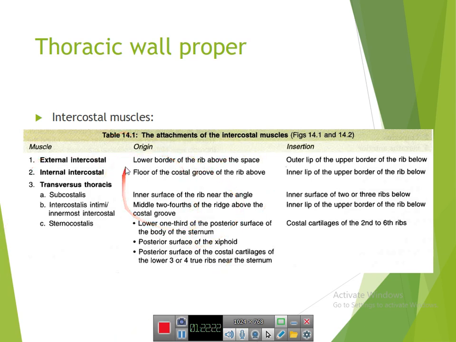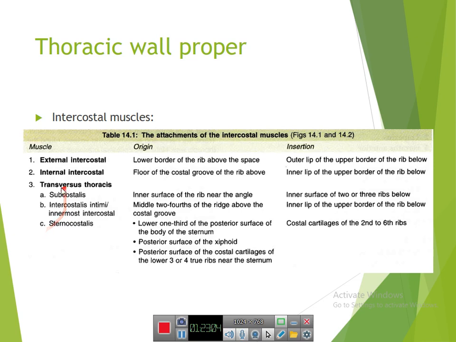As you can see in this table, the origin and insertion of these thoracic wall muscles differ. For example, the external intercostal muscle's origin is the lower border of the rib above the space, and its insertion is the outer lip of the upper border of the rib below. For internal intercostal, the origin is the floor of the costal groove of the rib, and its insertion is the inner lip of the upper border of the rib below.